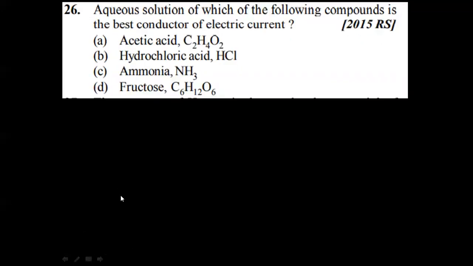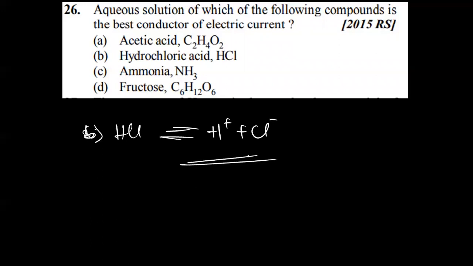26. Aqueous solution of which of the following compound is the best conductor of electric current? Acetic acid C2H4O2, hydrochloric acid HCl, ammonia NH3, fructose C6H12O6. We know that HCl completely dissociates to give H plus and Cl minus ions. Hence, it acts as a very good electrolyte or strong electrolyte, while the others are non-electrolytes. So for question number 26, it's option B, HCl, because it completely ionizes to form H plus and Cl minus ions.